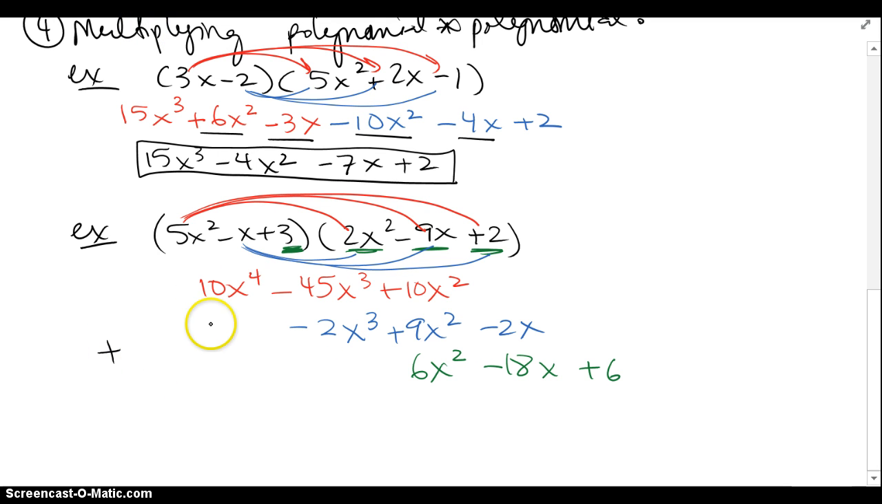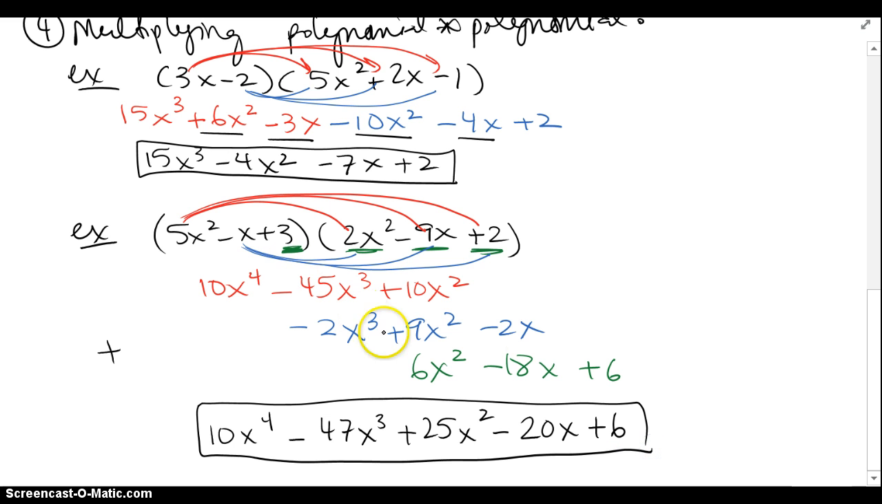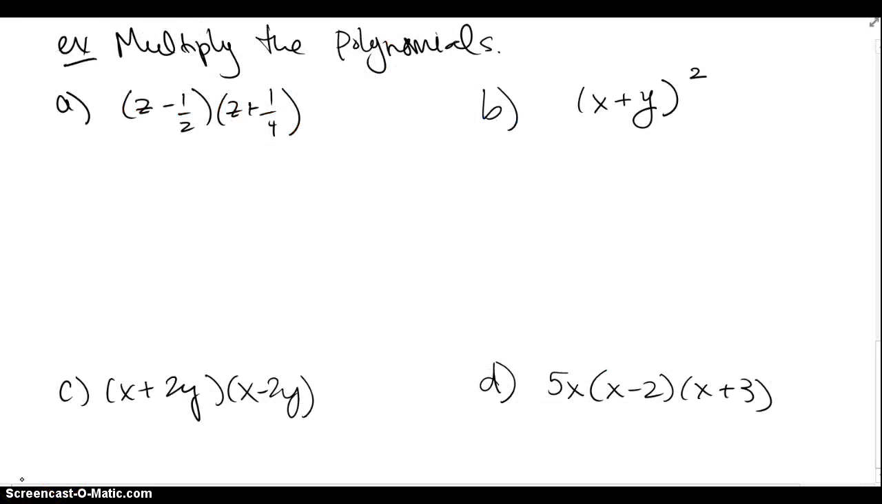So I have 10x to the fourth minus, looks like 47x cubed, and then these guys give me what? 19 and 6 is 25x squared, and then minus 20x plus 6, and I didn't have to go searching for them because they were all aligned underneath each other. So you could do this or write them next to each other, it's up to you. Okay, let's practice multiplying some of them.